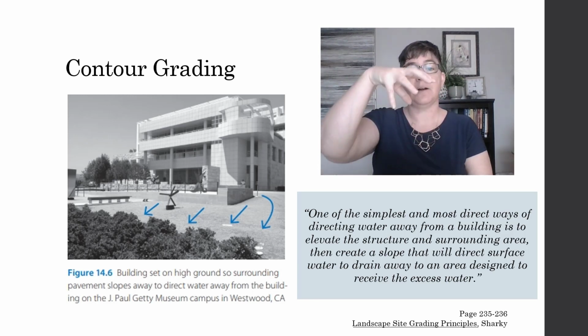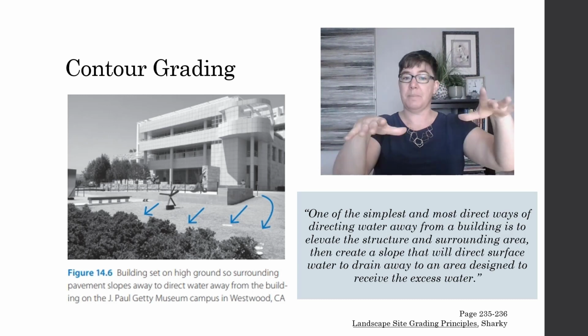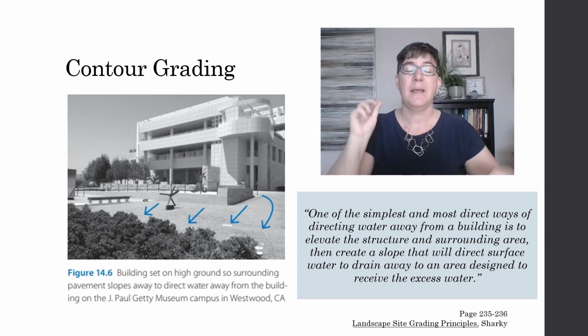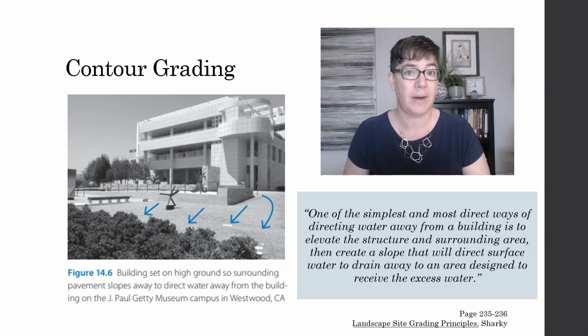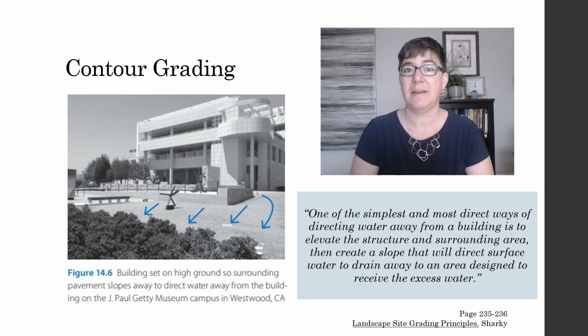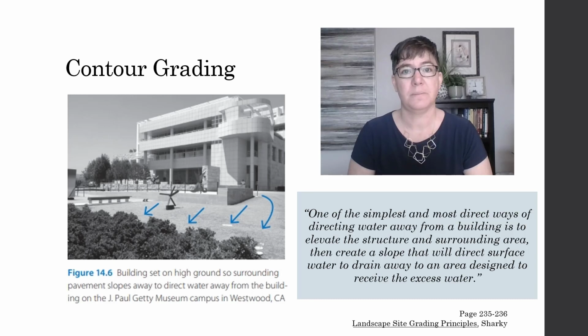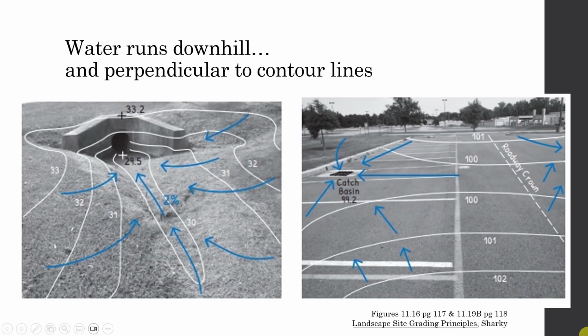This building is set on a high ground and the surrounding pavement will slope away. And you've seen us do similar grading examples, with cut and fill in last week's module. You already know that water runs downhill. It's gravity fed. And we've talked about how it runs perpendicular to contour lines. Let's take a closer look using these examples from your textbook.